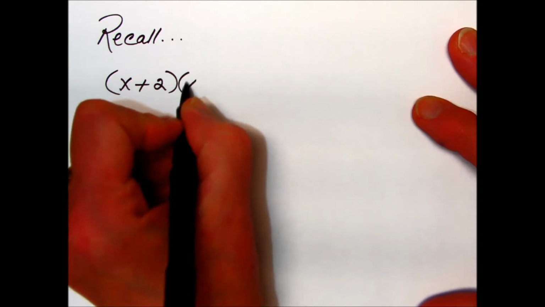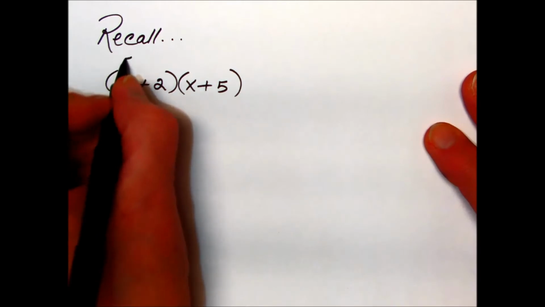This is section 5.4, factoring trinomials, and we're going to look at factoring trinomials of the type x squared plus bx plus c. But before we factor, let's have a brief recall moment of multiplication of binomials. And say we have x plus 2 times x plus 5.